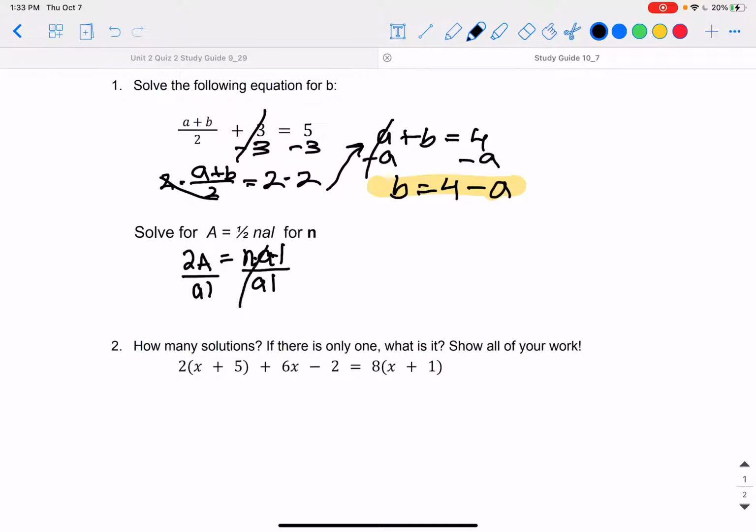So these a's cancel, these L's cancel. I'm left with n on this side. So n equals 2 capital A over lowercase a L. Okay, and the question was to find n, so that's our answer.